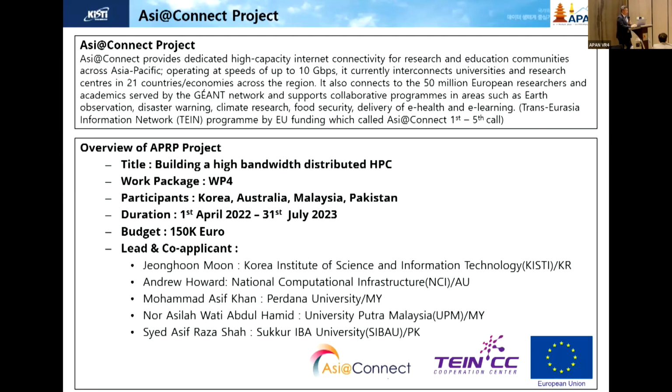Next is the overview of the Asia Connect project. The title, as I mentioned before, is building a high bandwidth distributed HPC. The participant countries are Korea, Australia, Malaysia, and Pakistan. The duration is 1.5 years. The budget is around 150k euro. The co-PIs are Andrew Howard from Australia, NCI; Asif Khan from Malaysia, Perdana University; Noor Asila from Malaysia, UPM; Asif Plaza from Pakistan, Sarkai University; and me.